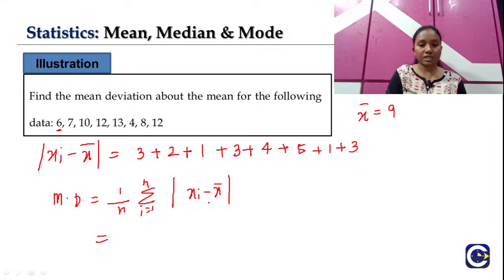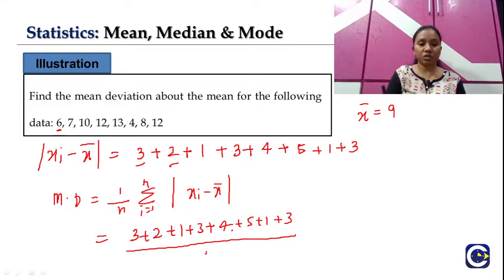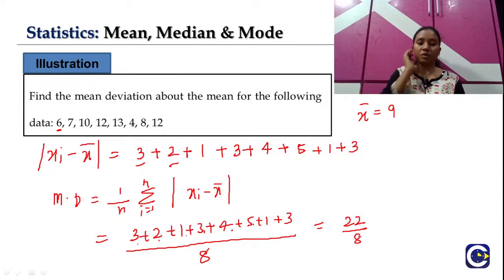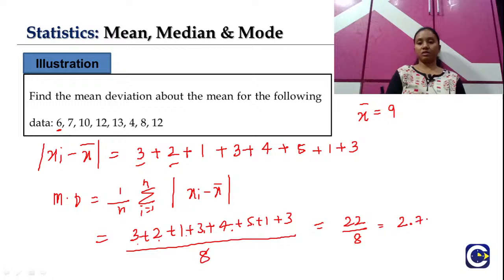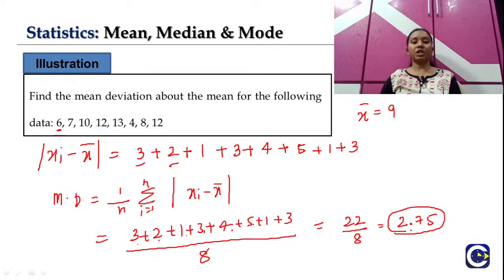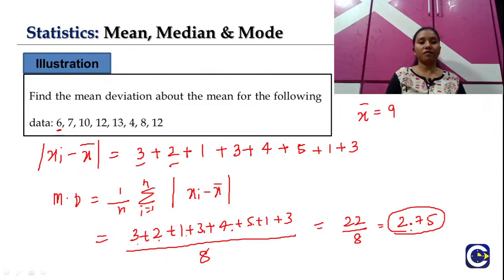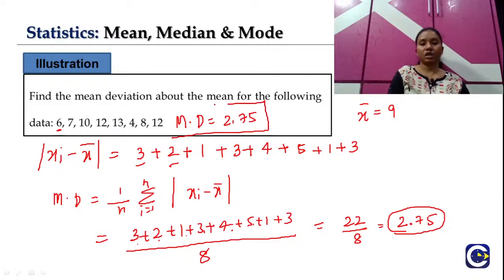So we have already found these xi minus x bar values, which are 3, 2 and all these values. So we have to find the sigma. That means 3 plus 2 plus 1 plus 3 plus 4 plus 5 plus 1 plus 3, divided by n here. What is the n value? N is equal to 8. So let's do the sum here: 5, 10, 15, 19, 22. So 22 divided by 8. It will obviously be in decimals. So the mean deviation about mean for the given data, which is in the format of an individual series, is equal to 2.75. So this is about mean.